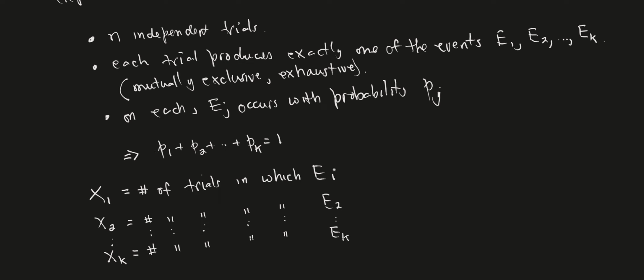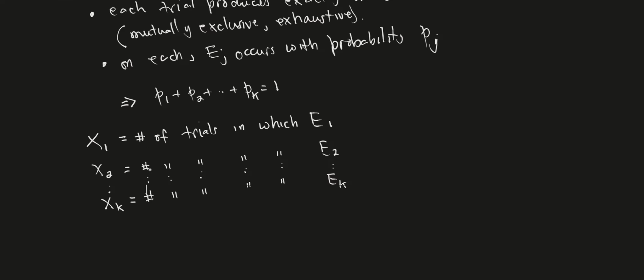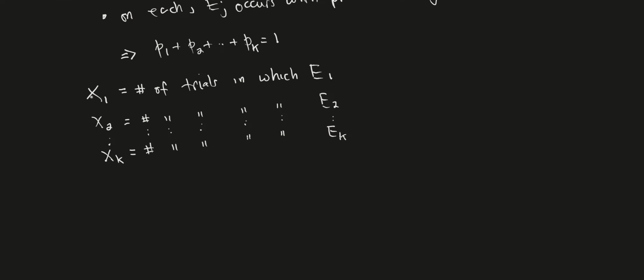In this case, E1 occurs with the probability of P1, E2 occurs with the probability P2, and so forth. All right? So now, what's sort of interesting about this, since there are multiple variables here, you can actually think of this collection of x1 through xk as a vector, right? Which is really interesting.